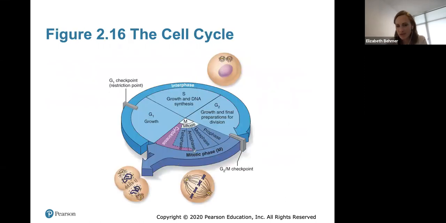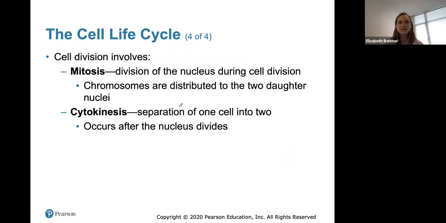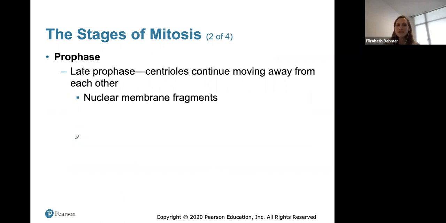Now we'll talk about mitotic phase, which is cellular division, where the cell spends about 10% of the time. The mitotic phase follows interphase, and this is where your cell divides. Cell division involves mitosis, which is the division of the nucleus, and cytokinesis, which is the separation of one cell into 2. So mitosis is divided into 4 phases. Prophase is the first phase. This is where the chromatin will condense into chromosomes. In late prophase, the centrioles will move away from each other and the nuclear membrane will dissolve.